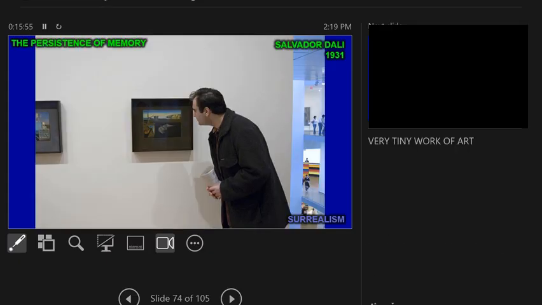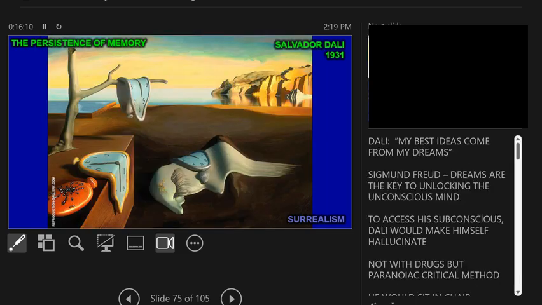You've probably seen this painting before, and it's a tiny painting. It's about the size of a piece of copy paper. The Persistence of Memory. Did you show this at the beginning? It's very possible.